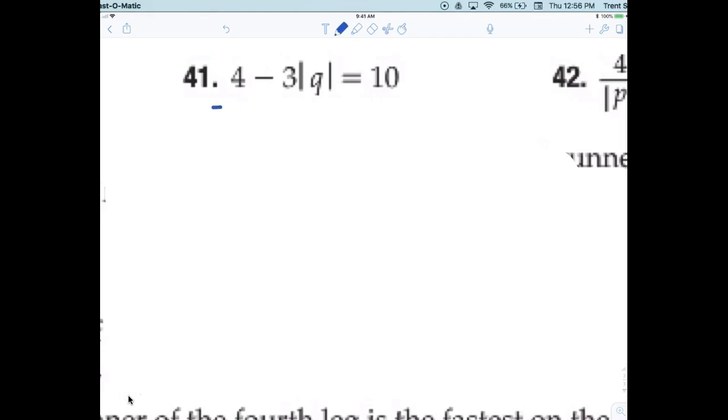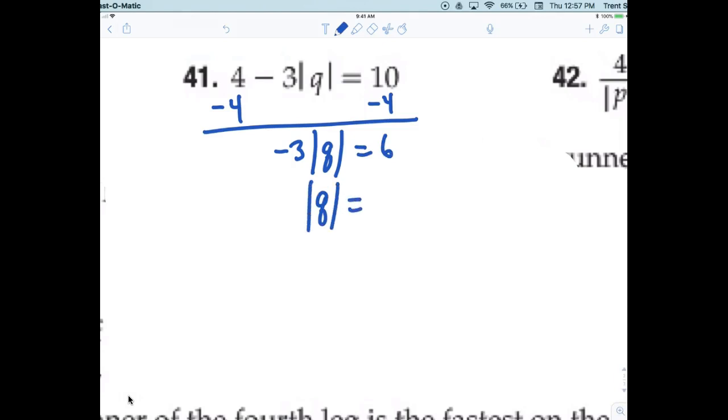I would first subtract 4. And so now I would have negative 3 times the absolute value of q is equal to 6. And then the absolute value of q is equal to what? Negative 2. You agree? So what's the answer? Q equals negative 2 or 2? Oh, no solution. Very good. Don't worry. No solution.